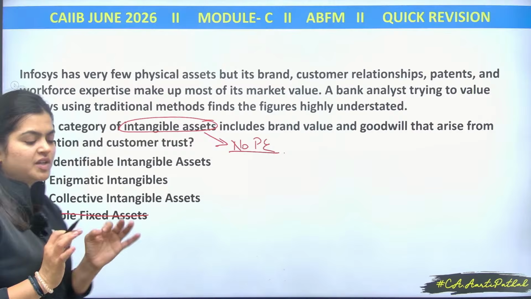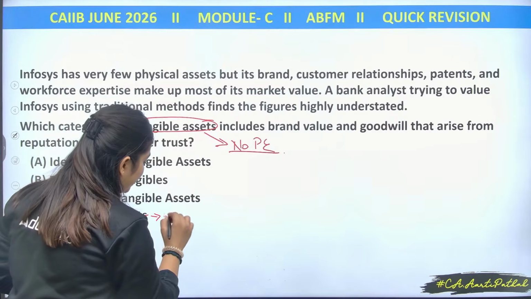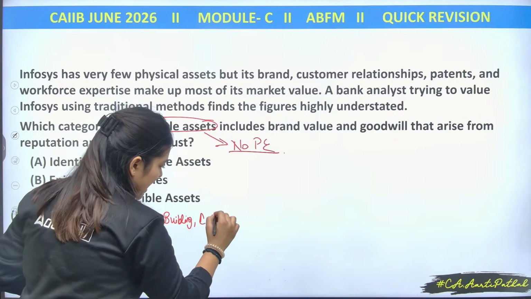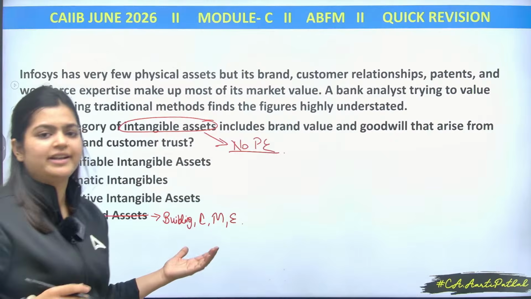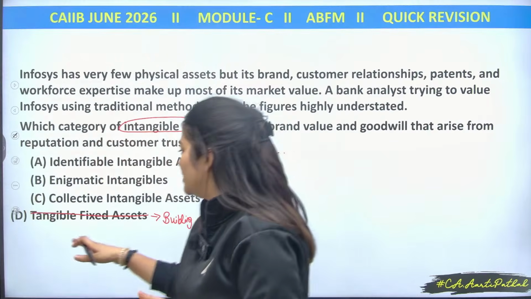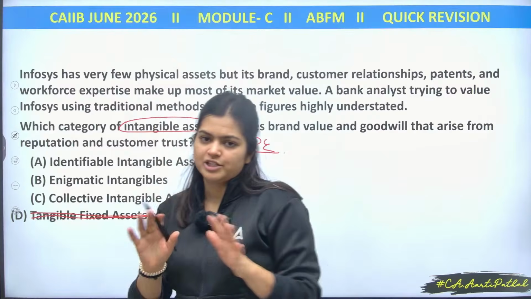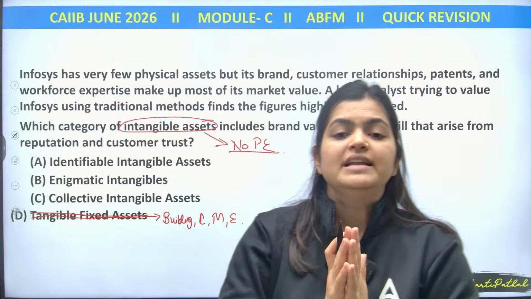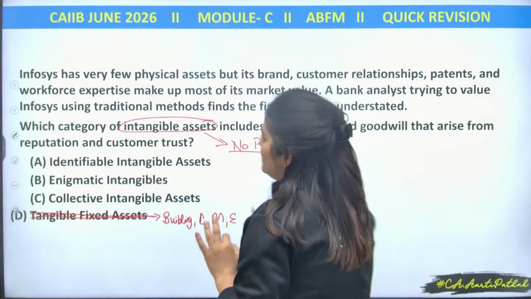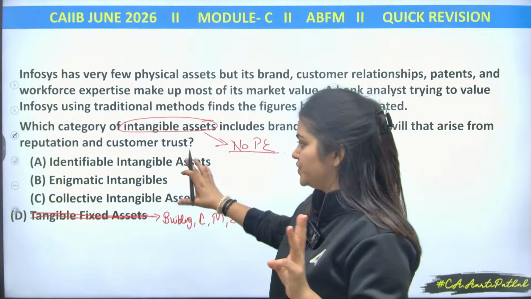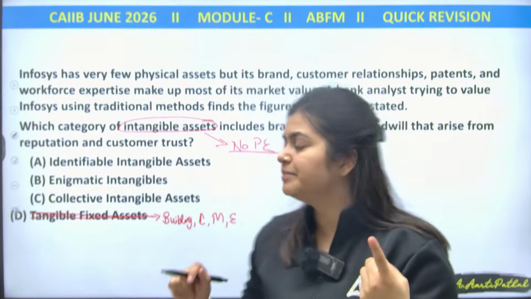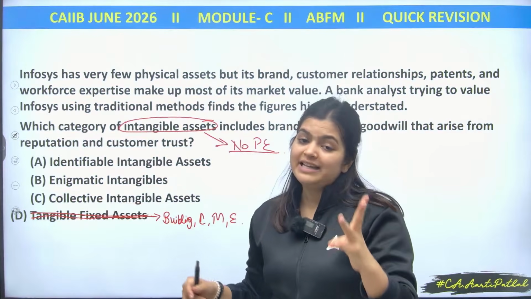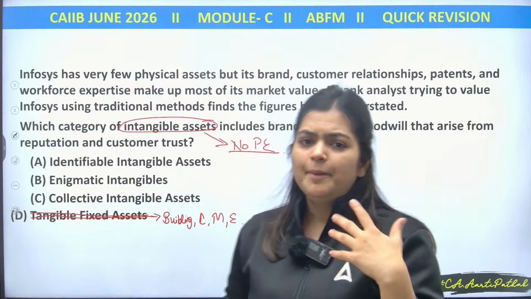Tangible means you have physical existence, correct? Like you have a building. You can tell which is your building, land, machineries, equipments. Easily you can identify. These are your tangible fixed assets. So you can easily eliminate this part because we are talking about intangibles which have no physical existence. Now, for the valuation of intangible assets, we have 3 different approaches. First, identifiable intangible assets. Next is enigmatic intangibles, and third is collective intangibles.